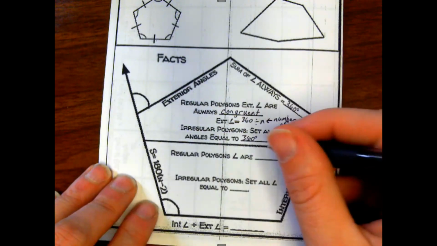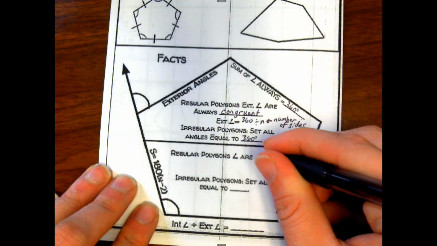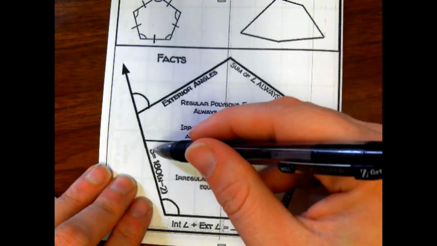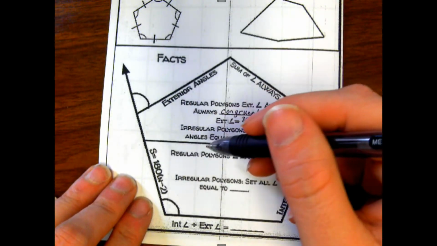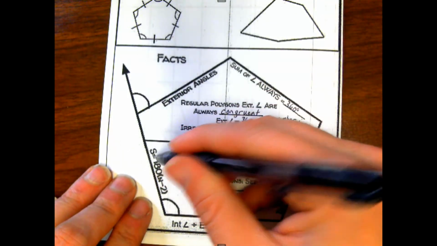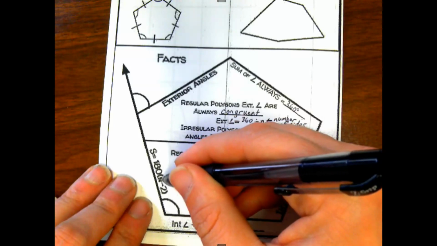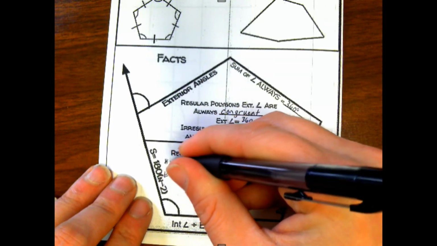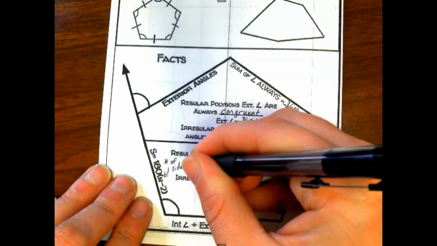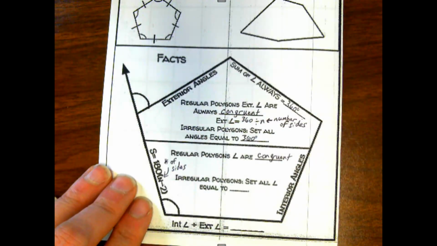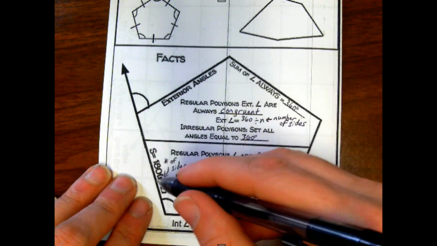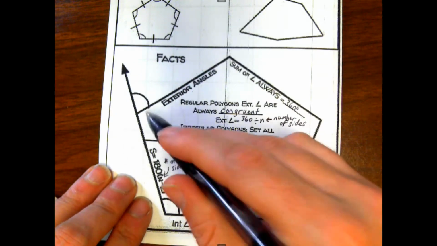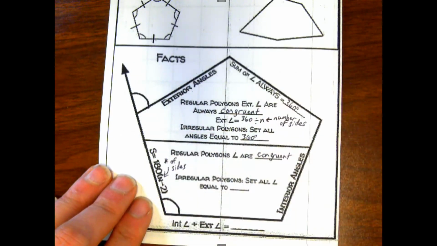Now, regular polygons, the interior angles are congruent to each other, of course, because that's part of what it means to be a regular polygon. And the formula for the sum of the angles of a polygon is that the sum equals 180 times n minus 2, where n is, again, the number of sides. So this pentagon has 5 sides. 5 minus 2 is 3. 3 times 180 is 540 degrees. So all 5 of these angles together would add up to 540 degrees.